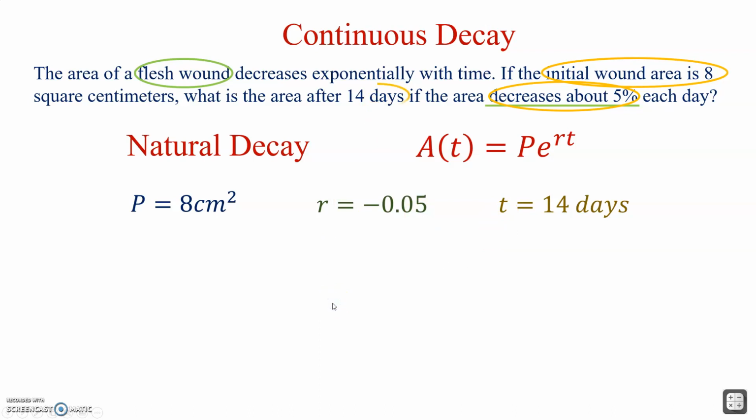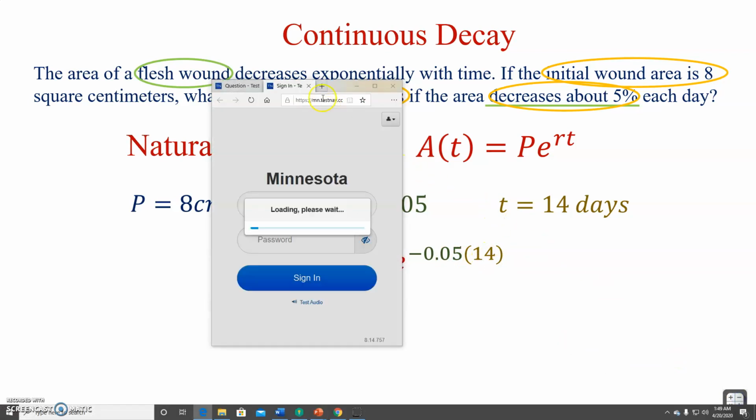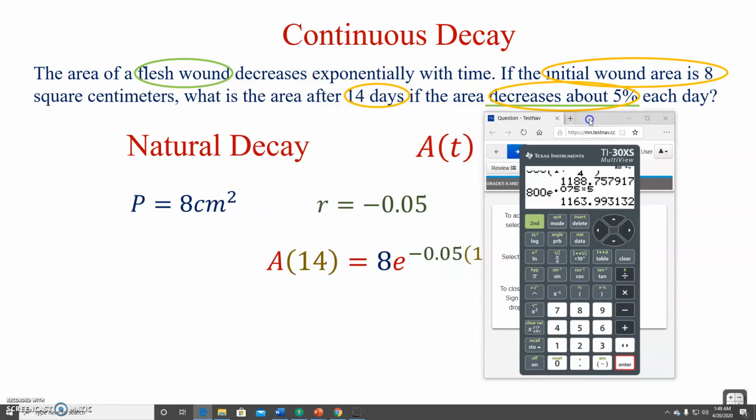All right, so we substitute all of this into the formula. It says the amount after 14 days has passed will equal 8, which was the principal, the original amount, times e to the negative 0.05, which was our rate, times the time, 14. We simply put this into the calculator and let it tell us our answer.